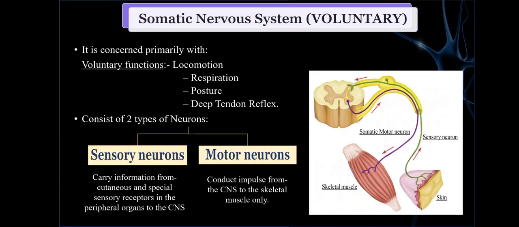The somatic nervous system controls voluntary movements and sensory input from the external environment. It is concerned with voluntary functions, those movements under our conscious control, such as locomotion, walking, talking, writing, and reaching for objects. This system involves the activation of motor neurons in the brain's motor cortex and is executed through the somatic nervous system. It consists of two types of neurons, sensory neurons which carry information from cutaneous and special sensory receptors in the peripheral organs to the CNS, and motor neurons that conduct impulses from the CNS to skeletal muscles.